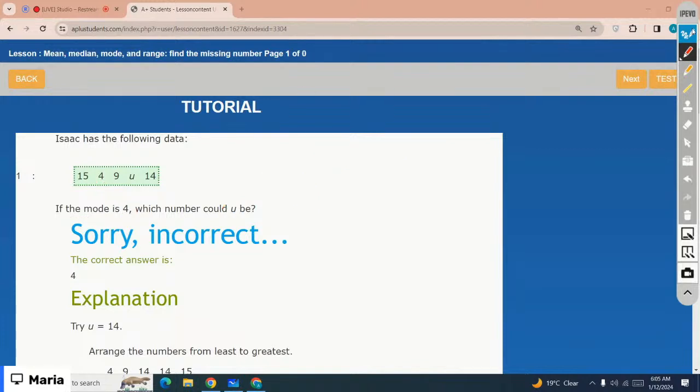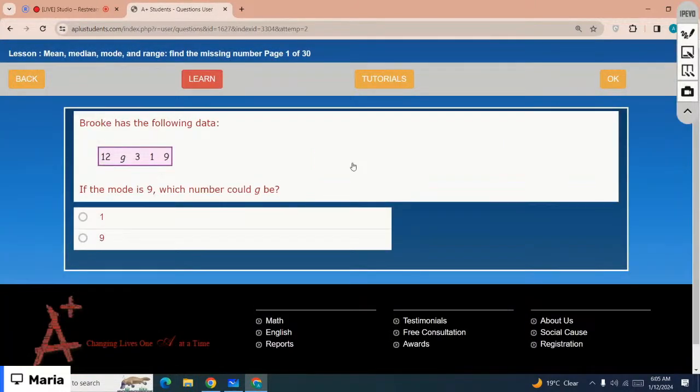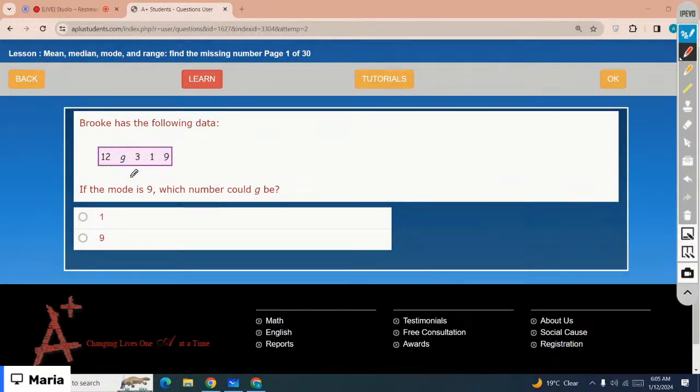Okay, let's start with the test questions. Brooke has the following data: 12, G, 3, 1 and 9. If the mode is 9, what number could G be? So you are given the mode is 9. Which is the correct option, 1 or 9? What is the value of G? Basically, if the mode is 9, that means 9 has to appear most of the time in the given data. But you can see here 9 is only once. So that means G must be 9.